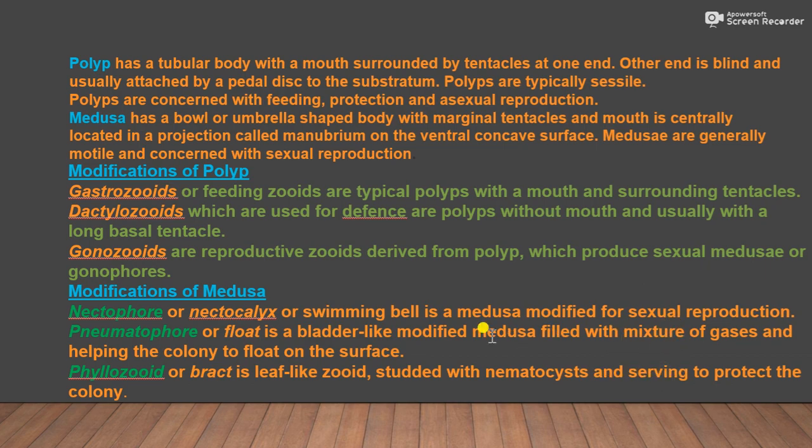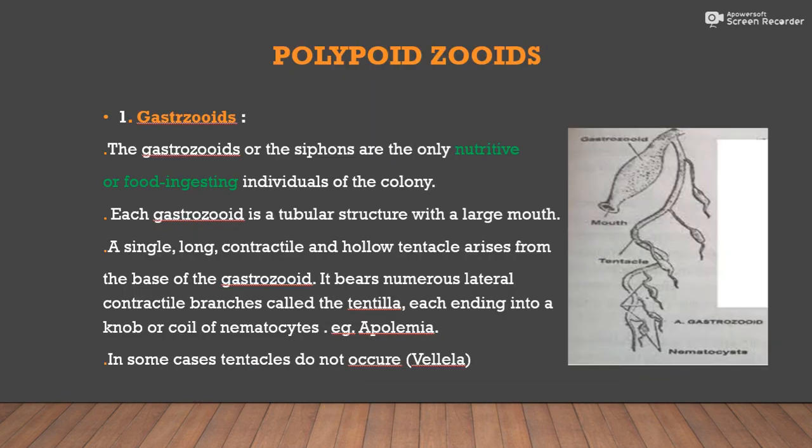Now the third modified medusa is the phyllozooid. What is that? Phyllozooid, or bract, is a leaf-like zooid studded with nematocysts and serving to protect the colony. Now we see them one by one.